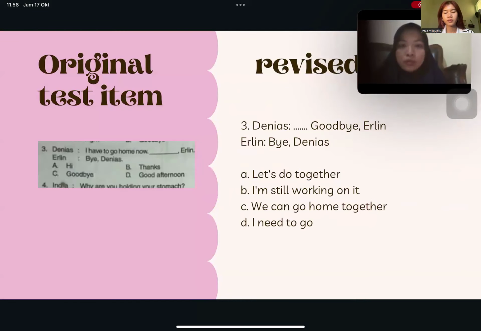So this is the original test item that we chose. The first one is number 3. In this dialogue, the original says, "Yes, I have to go home now," and then Erlin answers, "Yes." So we revised it to this form: "Yes, goodbye," and then Erlin answers, "Yes." We changed the dialogue to be more tricky to answer, and we also changed the multiple choices so that students can use their critical thinking to answer this question. Next.